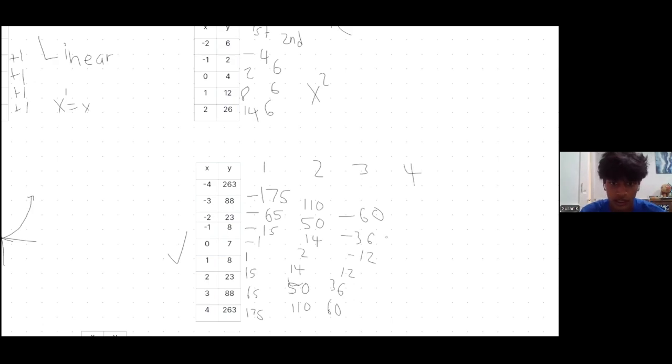So negative 36 minus negative 60, it's 24. Negative 12 minus negative 36, also 24. 12 minus negative 12, 24. And then it just keeps going, 24. So this is actually a polynomial of the fourth degree, so x to the 4, which is actually called a quartic function.